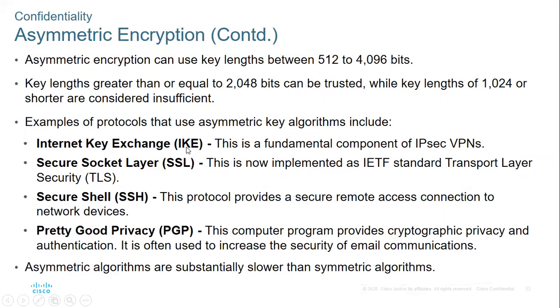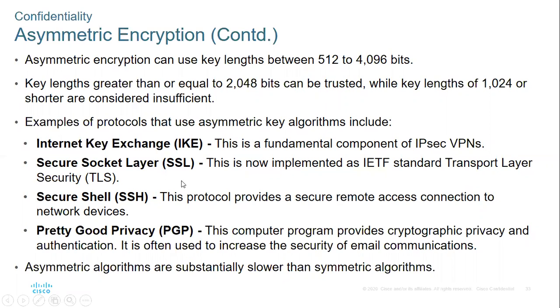IKE. IKE is the one which is used in IPsec VPNs, to secure VPNs. Okay. And then we have Secure Socket Layer, SSL. Okay, so this is the one which is used to secure traffic, for example, HTTPS. Okay, so the thing is, though they normally say SSL, the one which they use now is TLS.